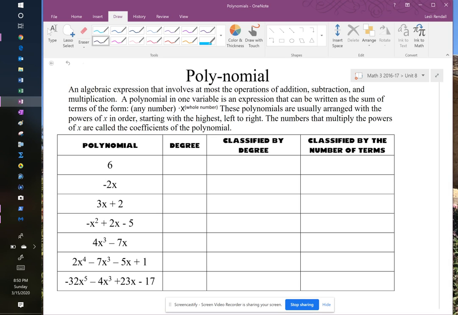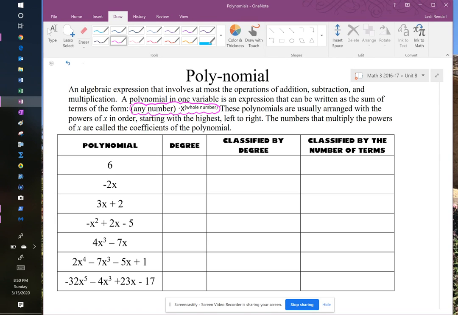Just a reminder that when we talk about a polynomial, it is any number times x to a whole number. And when we add and subtract them together, that's where we get the poly, that you can put many of these things together. When we multiply any number times x to a whole number, it's called a term.